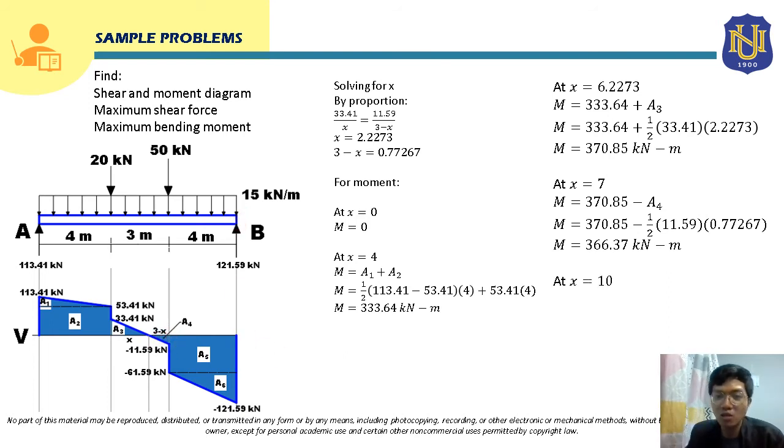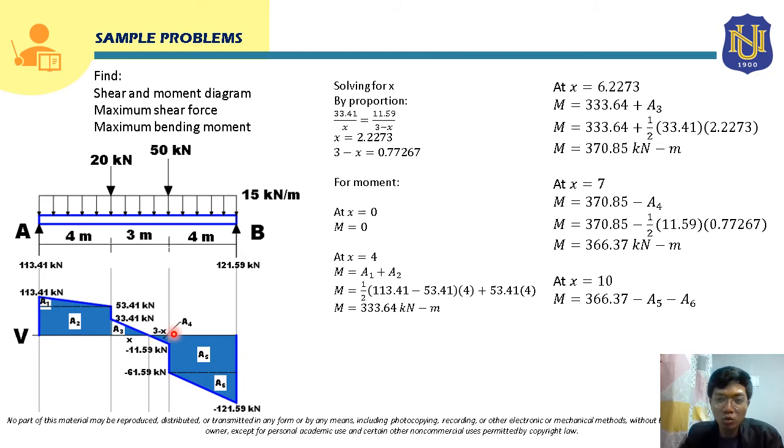Okay, so lastly, class, we are going to solve the moment at the end point. This is 11 meters, right? 4 plus 3 plus 4. So this is 11, class. So this is at x equal to 11 meters. So this is a typo error. Okay, so at x equal to 11 meters, class, that will just be the previous moment, which is 366.37.